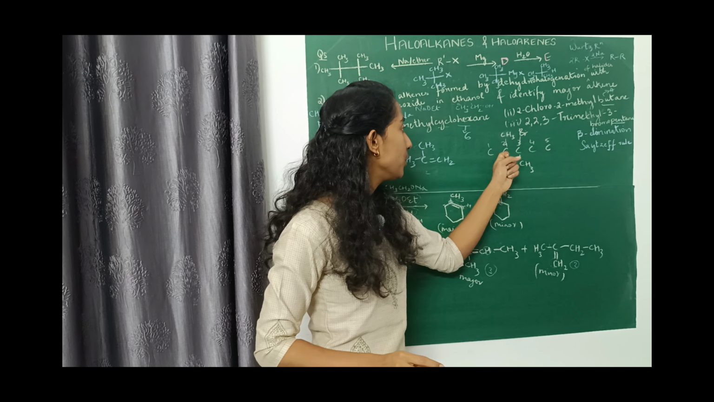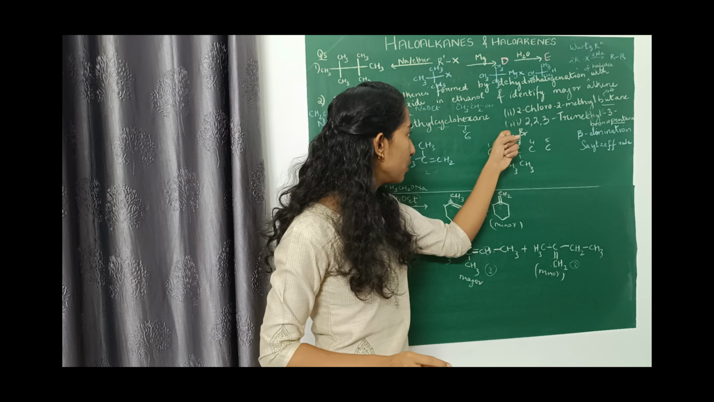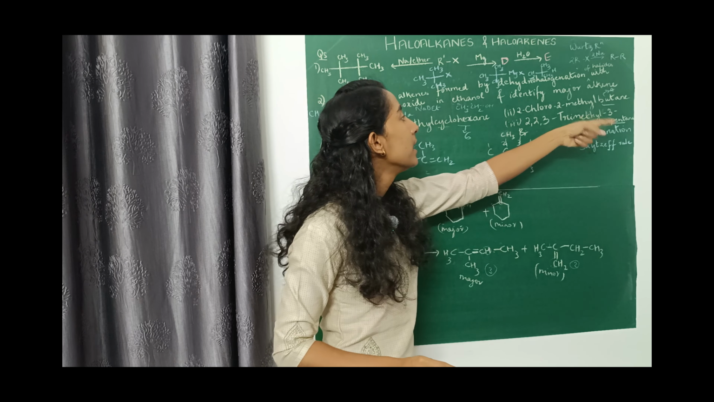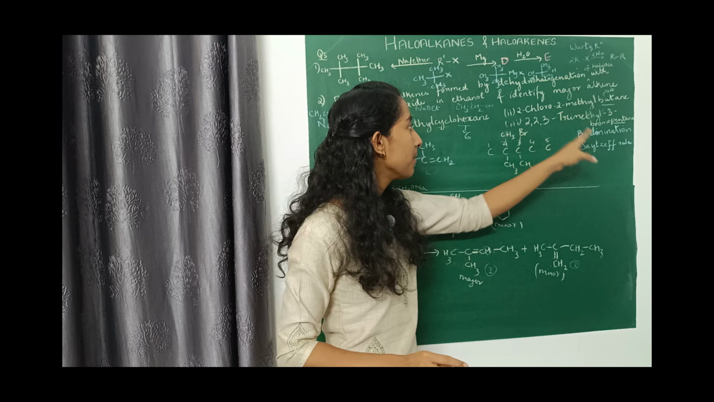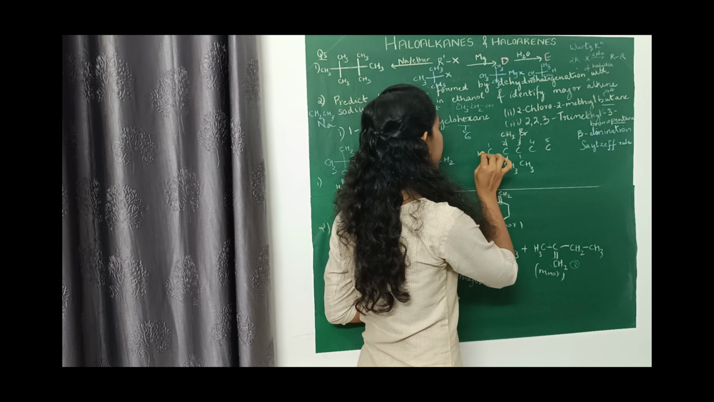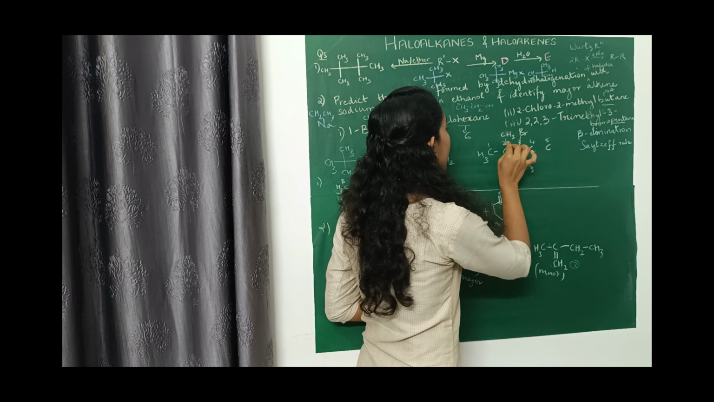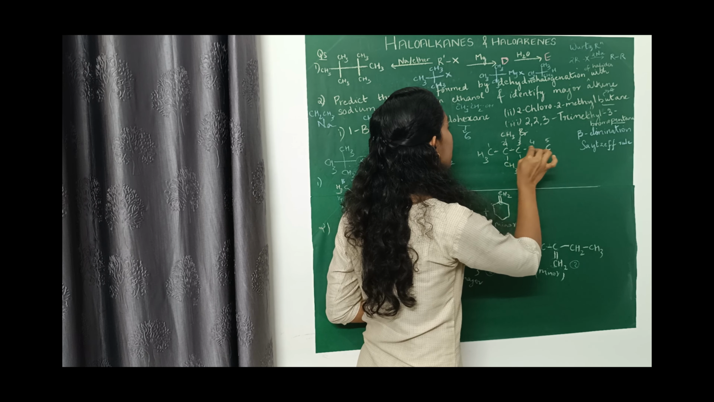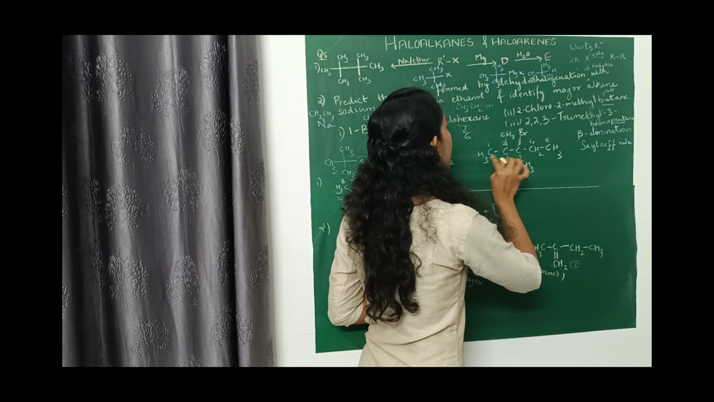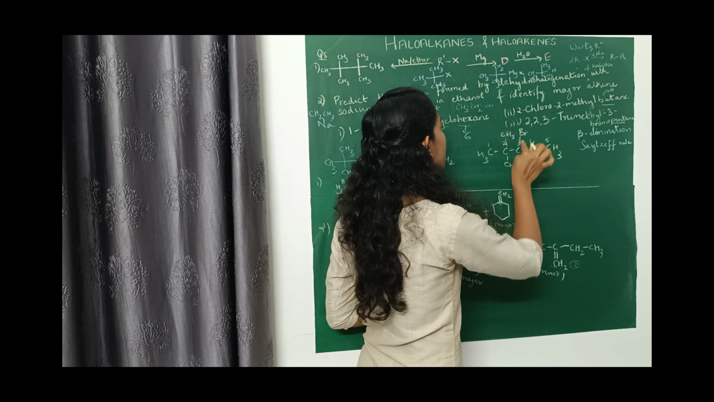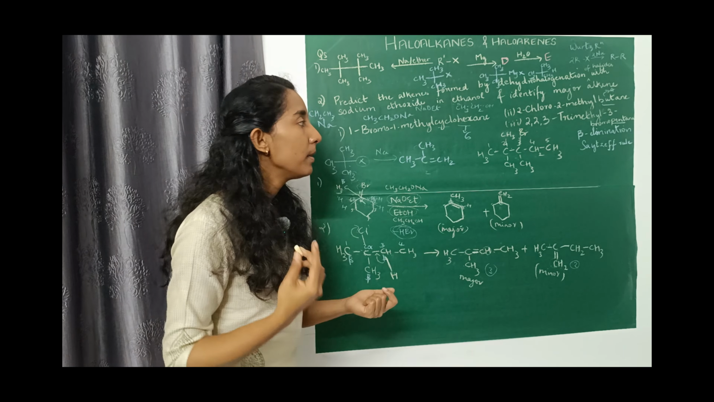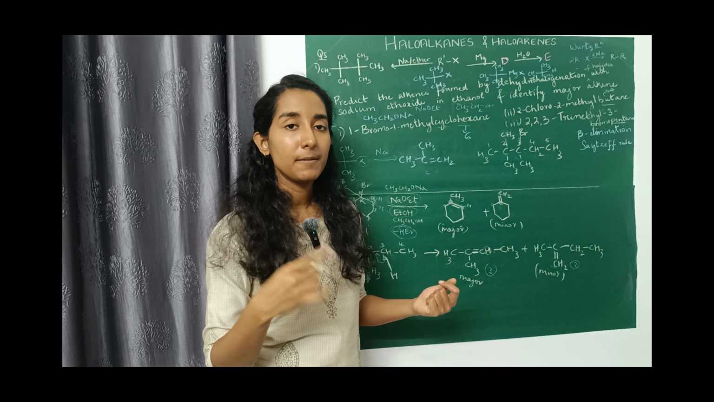2,2,3 trimethyl, CH3. Then 3-bromo: in the third position you have bromine. 3-bromopentane has 5 carbon atoms. Now fill the rest with hydrogens. Now you will have to look into the beta hydrogen, find the alpha and beta hydrogens.